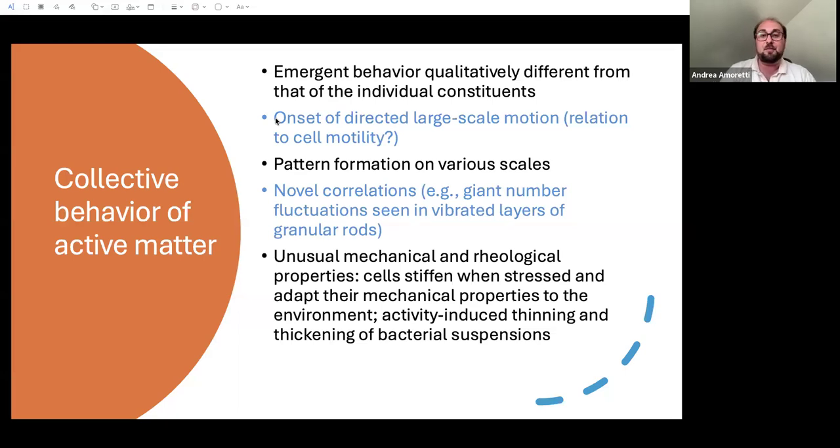The pattern formation is on various scales. For example, you always have a long range fluctuation in your system. The rheological property is typically unusual. So, for example, a cell stiffens when stressed and adapts its mechanical properties, or for example, the bacteria can deform its shape when it has more bacteria around itself.